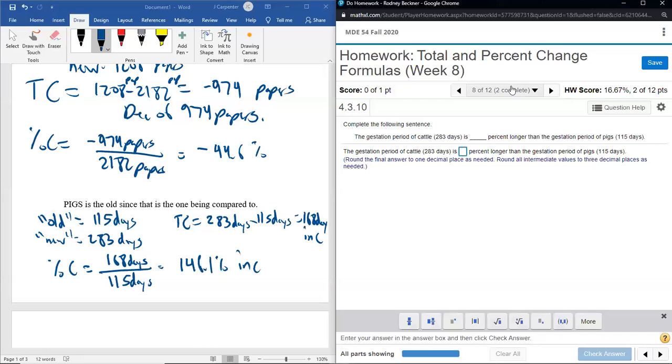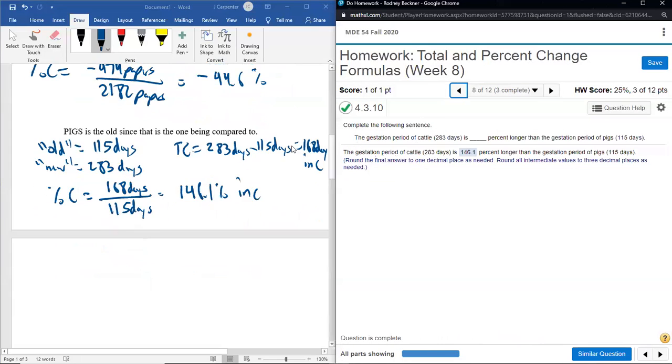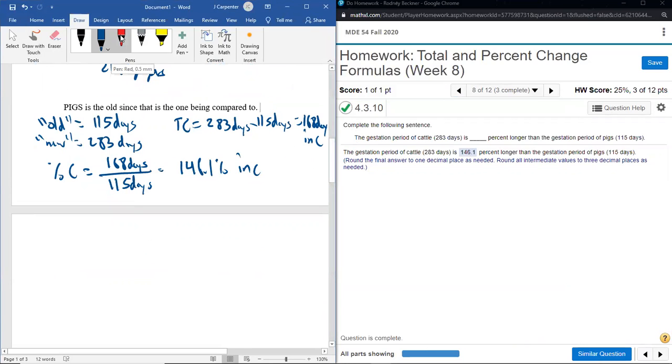So let's see if we get that right. 146.1, they already have the word percent in there, and we got it right. Excellent. And before we move on, I said I was going to do this backwards. So what if we said the gestation period of pigs is blah, blah, blah percent "longer" than cattle. I'm going to say longer here in quotes just because I'm not going to change that word, but it is wrong. Why is it wrong? Because the pigs are shorter than the cattle, so how could this be longer? So it should be shorter, really.